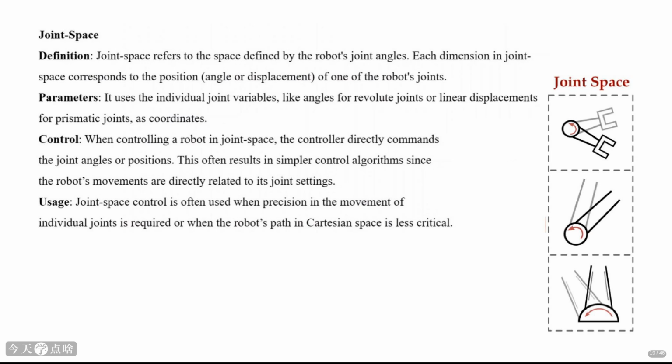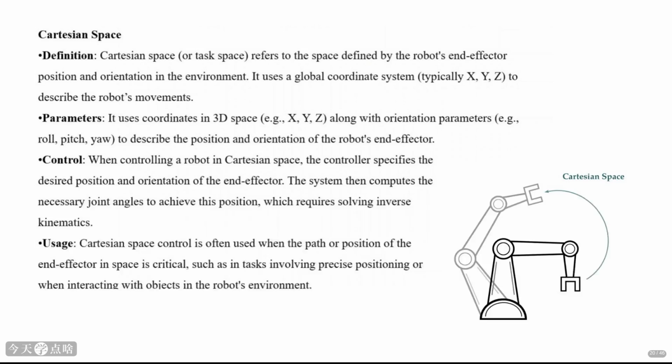Then there's Cartesian space, also known as task space. This is the world we live in. It's defined by the position, x, y, z, and orientation, roll, pitch, yaw, of the robot's end-effector. When we control in Cartesian space, we tell the robot where we want the end-effector to be and how we want it to be oriented. The robot's controller then has to figure out the corresponding joint angles. That's the tricky part, called inverse kinematics.